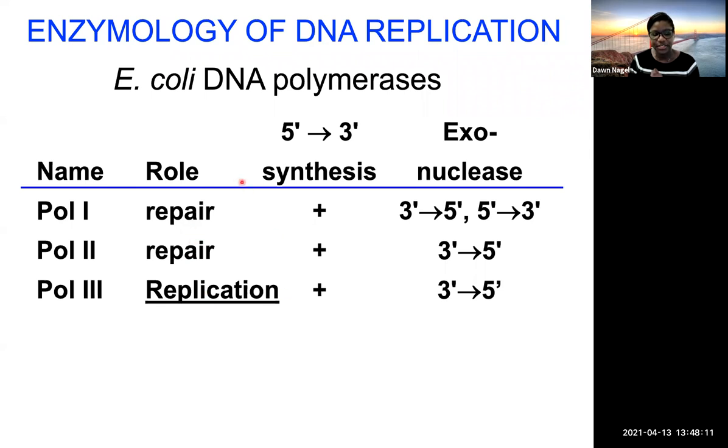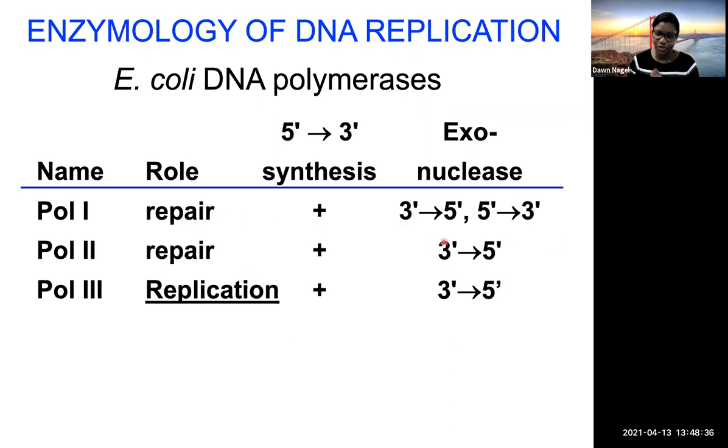All 3 of these can only synthesize DNA 5' to 3', as I mentioned. They also have exonuclease activity. So exo meaning on the outside, compared to endonucleases. We were talking about those enzymes that can work within the DNA, like restriction enzymes. So these are exonucleases, meaning that they can function at the ends of DNA.